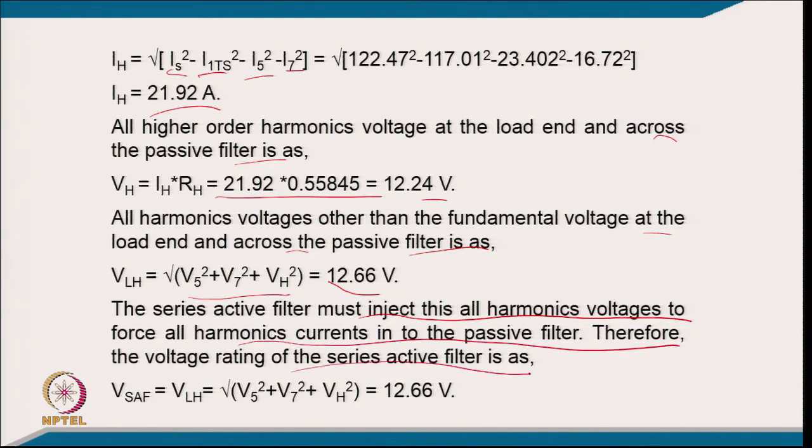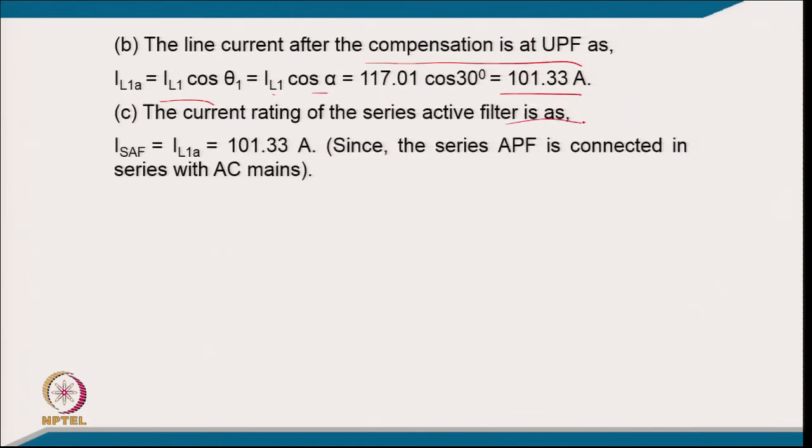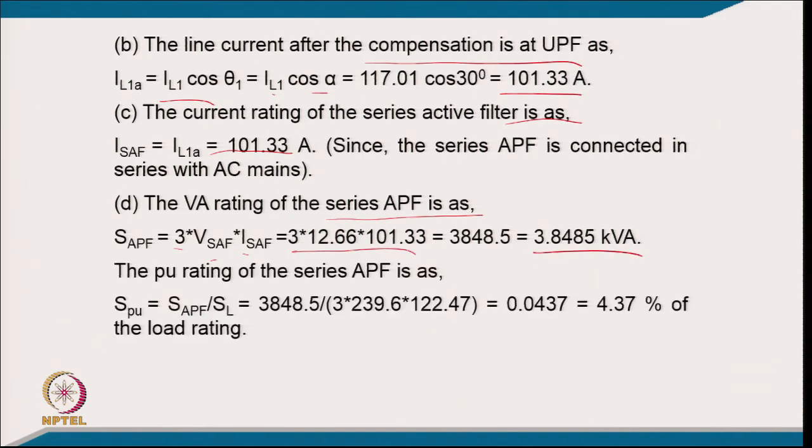Therefore, the voltage rating of the series active filter will be the 5th harmonic voltage square plus 7th harmonic square plus all other harmonics. So, it comes 12.66 volt, and the line current after the compensation at unity power factor is IL1 cos theta 1, putting the value it comes 101.33. So, the current rating of the series active filter will be the same as this current, and the VA rating of the series active filter will be 3 into VSH into ISH. So, putting the value it will be 3.8485 kVA, and the per unit rating of the series active filter will be the VA rating of the series active filter divided by the load VA rating. Putting the value it comes 4.37% of the load rating.